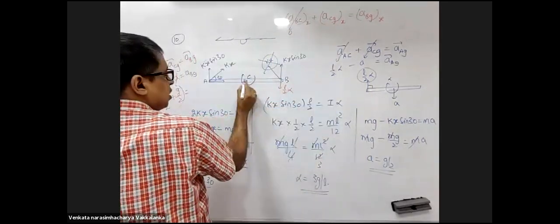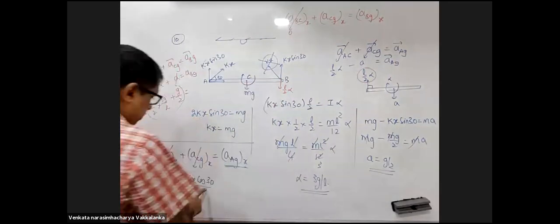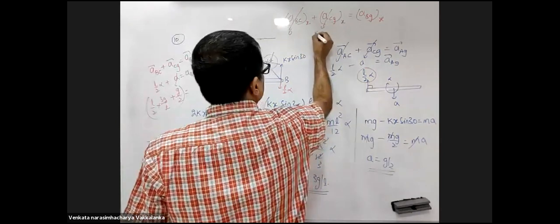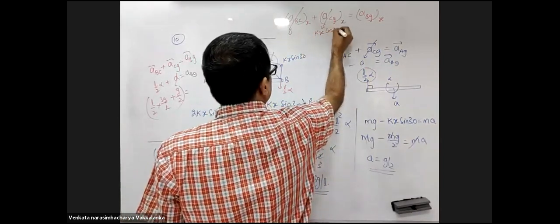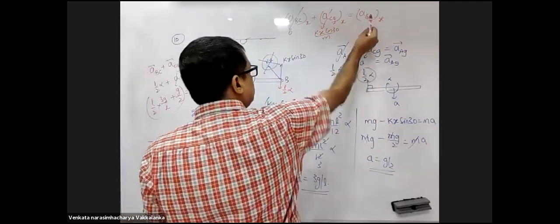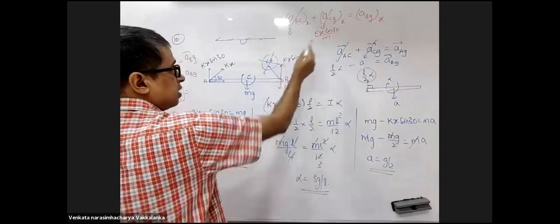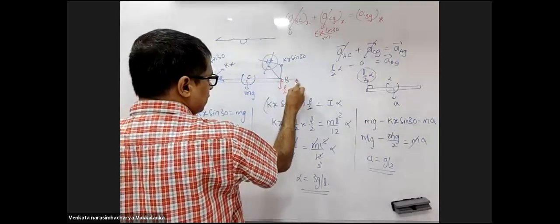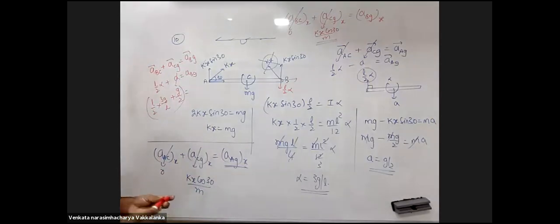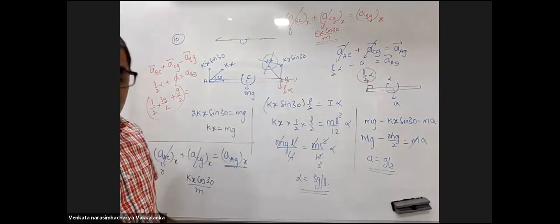Acceleration of center of mass along x-axis is towards the right. This is kx cos 30, kx cos 30 by m. So acceleration of B with respect to ground along x-axis will be towards the right. Okay, sir, got it. Thank you, sir. Resultant of this will be your answer.